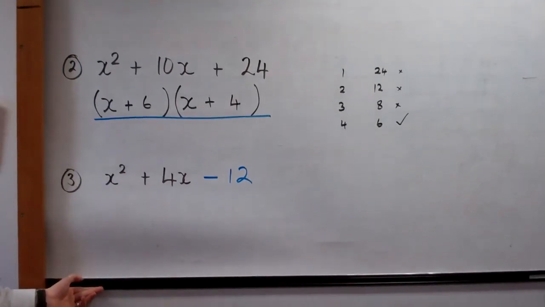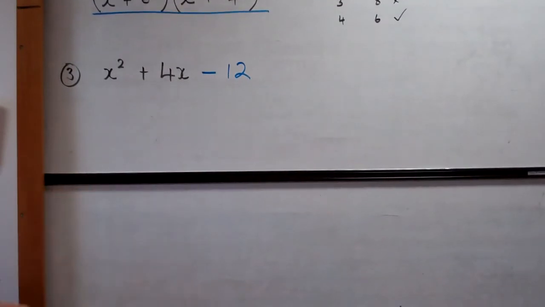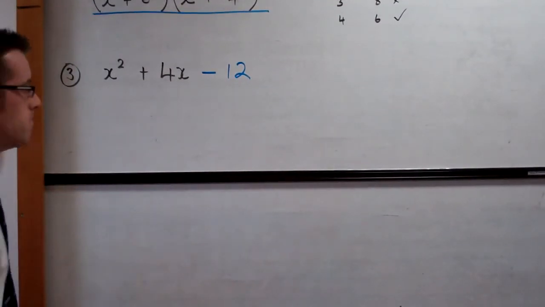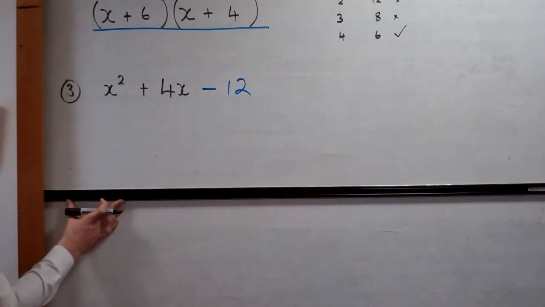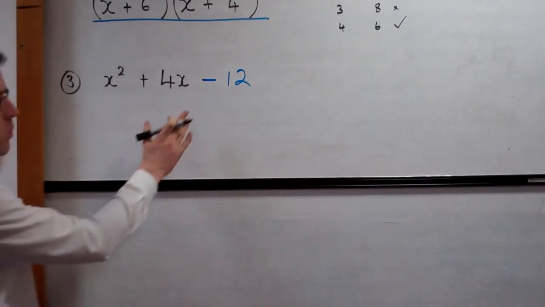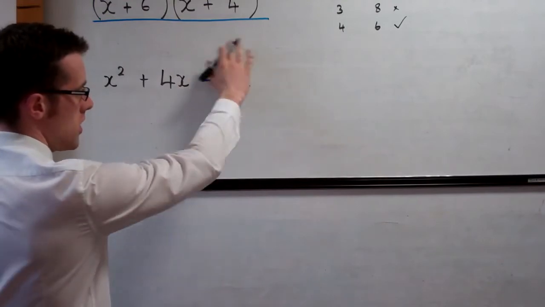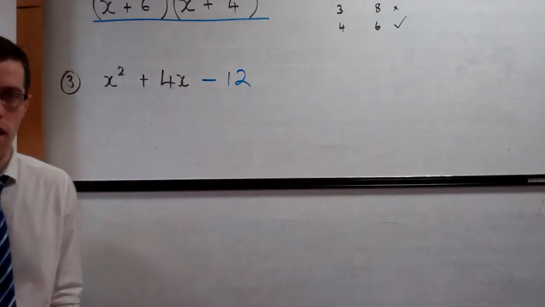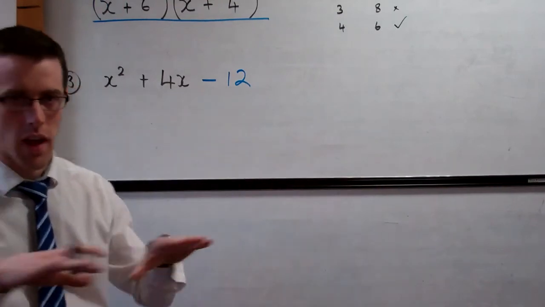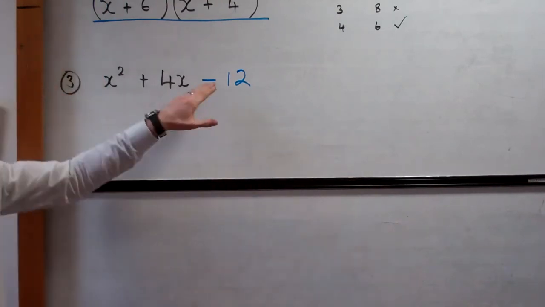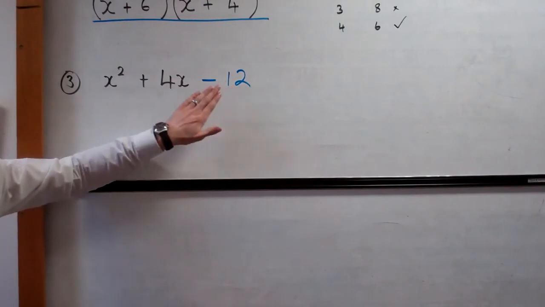Now, number 3, really important number 3. Okay, we have x squared plus 4x take away 12. Now, the reason why I've put the negative 12 in blue, as you'll see, is because I want you to think about that as a negative number, right? The minus sign isn't just hanging about in thin air, right? It belongs to the 12, so it's negative 12.